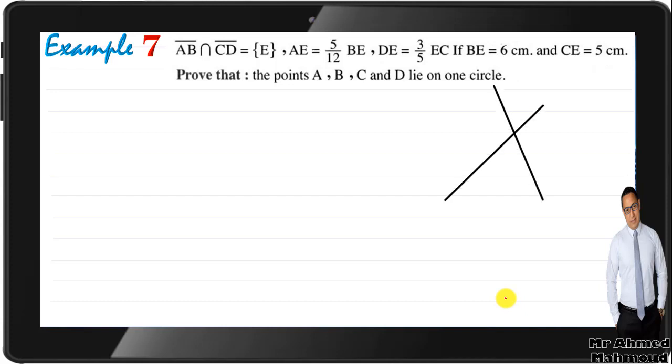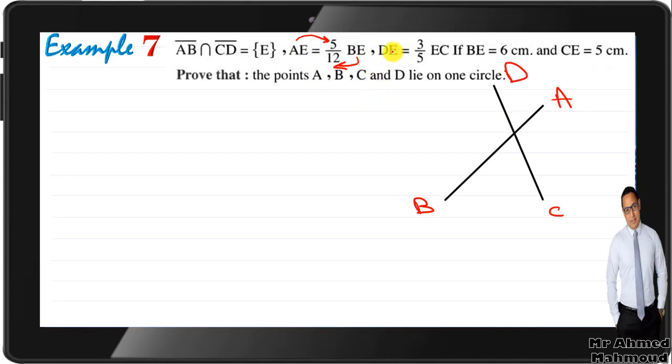First, I'm going to draw the two line segments AB and CD. This is A, B, C, and D. Okay, now AE equals 5 over 12 BE, so AE equals 5 and BE equals 12, or by another way, AE over BE equals 5 over 12.